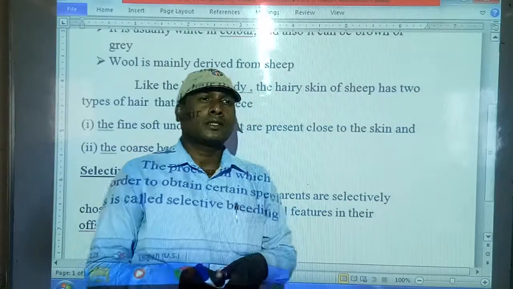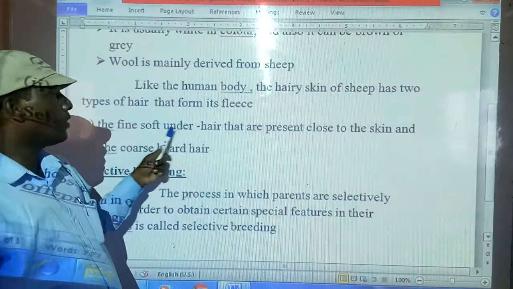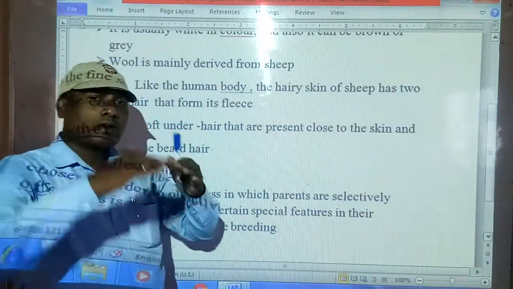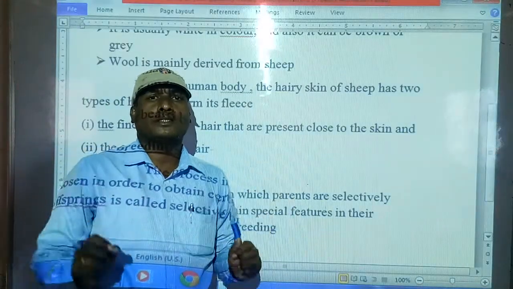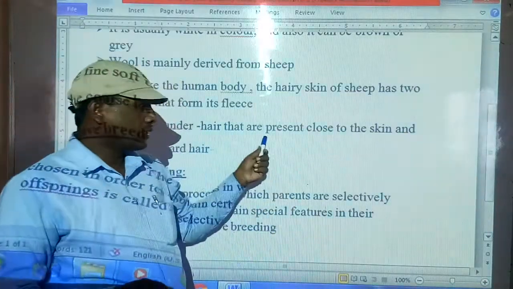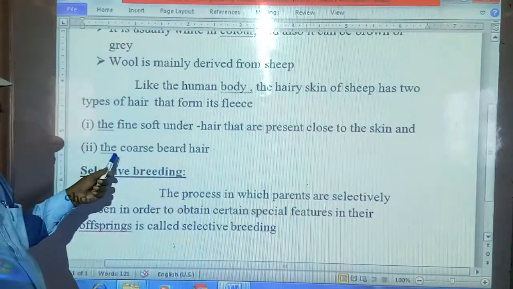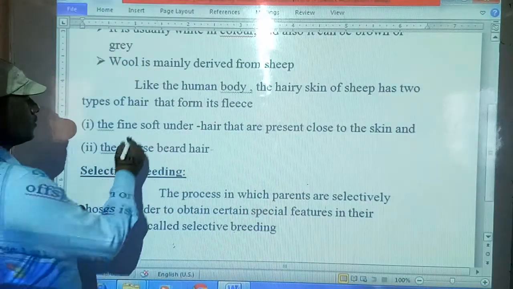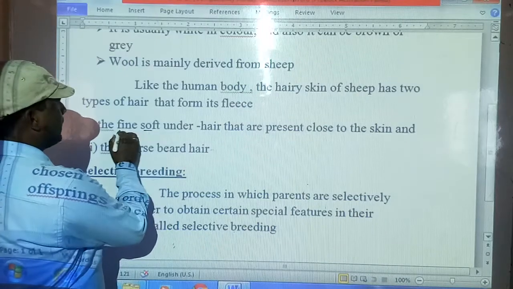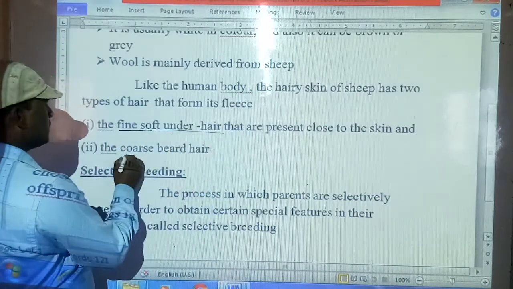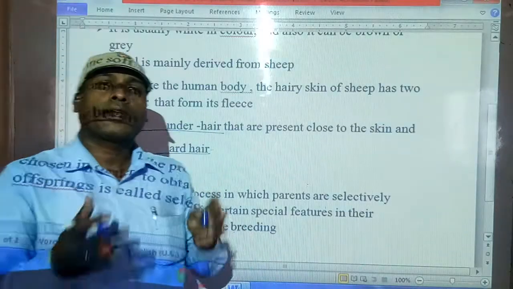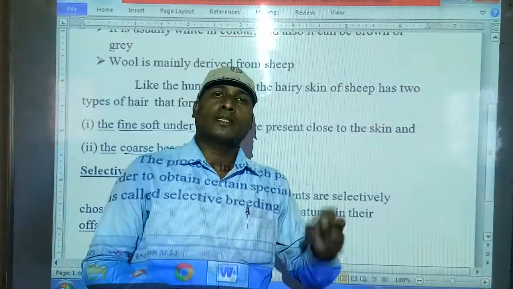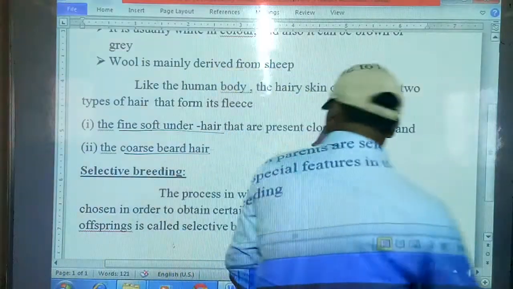One is the fine soft under hair, that is one special type of soft hair. The second one is coarse beard hair. One is fine soft under hair, another is coarse beard hair. There are two types of hairs we get from the sheep by the fleece weight. Okay, so next we will discuss selective breeding.